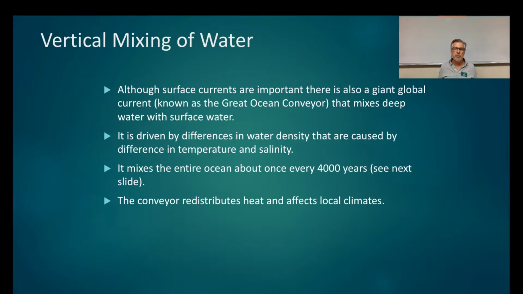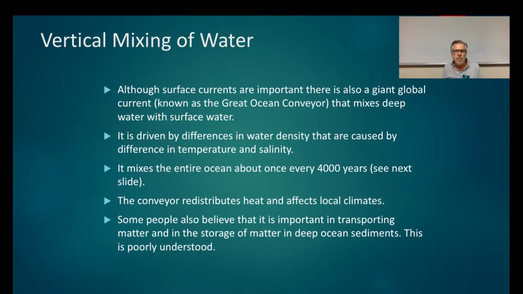And as a result, the Great Ocean Conveyor, as well as surface currents, affect local climates. I've already explained one of those local effects in Europe. Some people believe that the Great Ocean Conveyor is very important in transporting matter and in the storage of matter in deep ocean sediments. And this is still a poorly understood area. If you decide to become a marine biologist, maybe you will get your PhD on the Great Ocean Conveyor and discover something amazing that nobody has ever known before about the oceans.